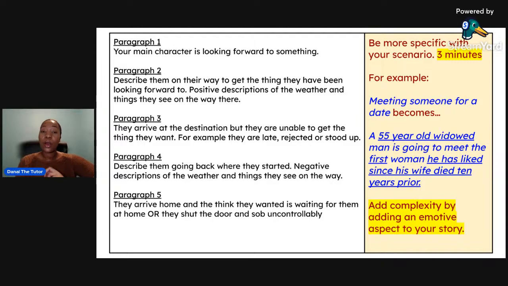The higher the consequence or the higher the stakes, the more interesting and engaging your story is going to be. One of the things that is mentioned in a few of the exam mark schemes is having complex ideas. Okay, and if you have an emotive aspect to your story, that can add a level of complexity to the ideas that you are presenting.